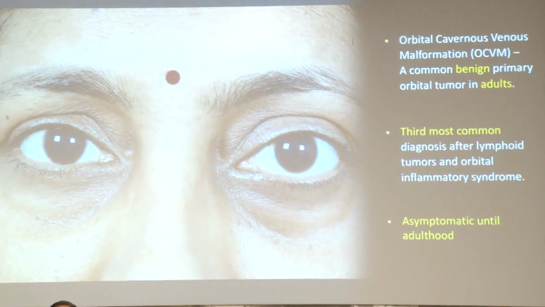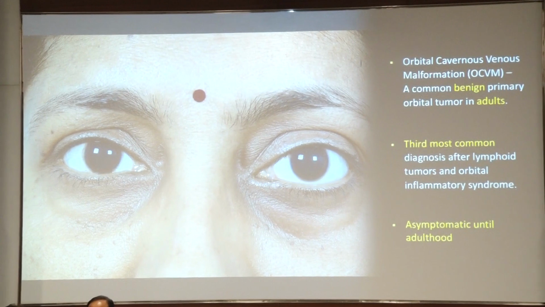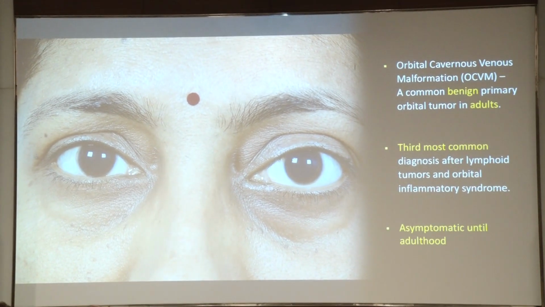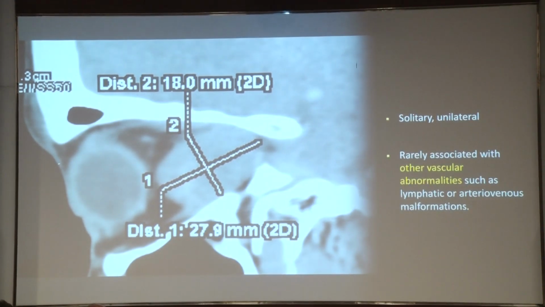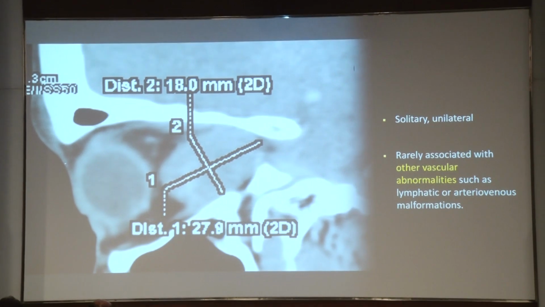May I begin, sir? Good morning, everyone. So I'll be talking about orbital cavernous venous malformation, and this is one of the large case series that we have done. Orbital cavernous venous malformation happens to be a benign primary orbital tumor, specifically occurring in adults. It is the third most common diagnosis after the lymphoid tumors and orbital inflammatory syndromes. It is mostly asymptomatic until adulthood, when it is diagnosed with various clinical symptoms. It is usually solitary, unilateral, and rarely associated with other vascular anomalies also.